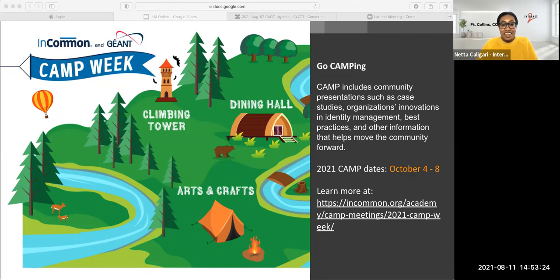Secondly, on the slide that you have here, as Rob mentioned, we have our wonderful CAMP event coming up, which stands for Campus Architecture and Middleware Planning. This is InCommon's annual conference. It'll take place October 4th through 8th. It's a really great event. For the first 2 days, you'll be hearing a lot from our subject matter experts, panelists, and moderators who are incredibly knowledgeable in the space. They've been deep in this world for a while, and so they'll have a lot of great content to share with you.